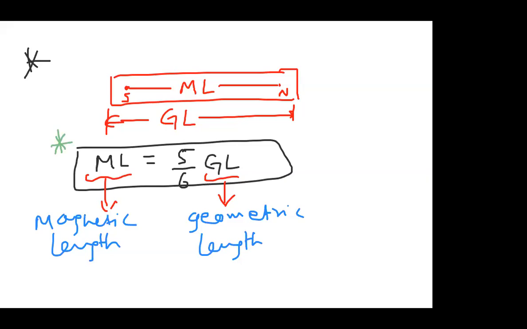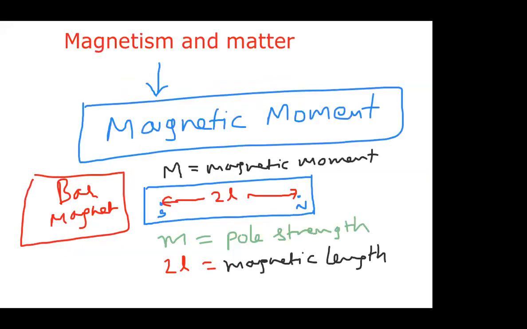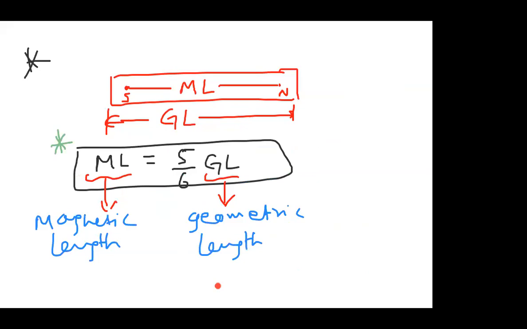Here, 2L is nothing but the magnetic length, not the geometric length. 2L is called magnetic length. Magnetic length means the length from the south pole to the north pole of the magnet.